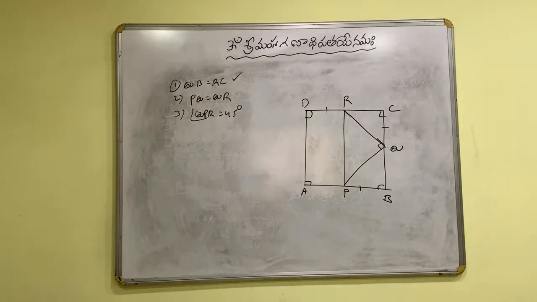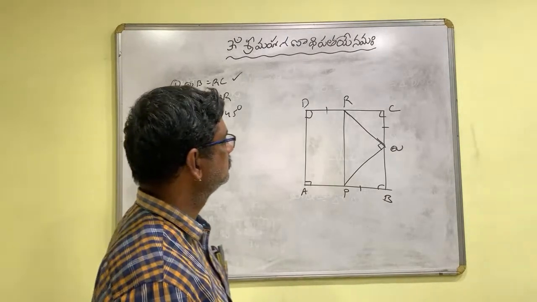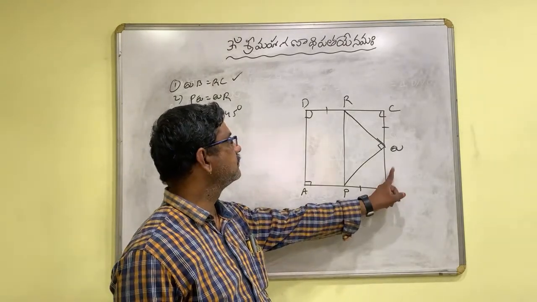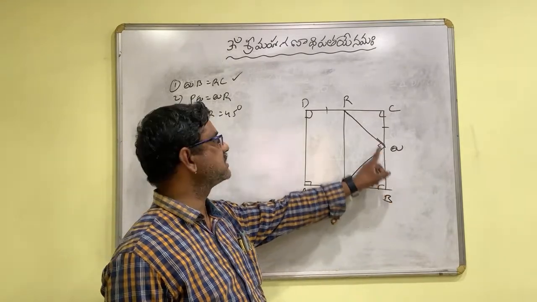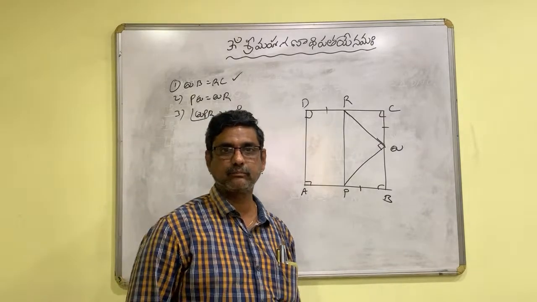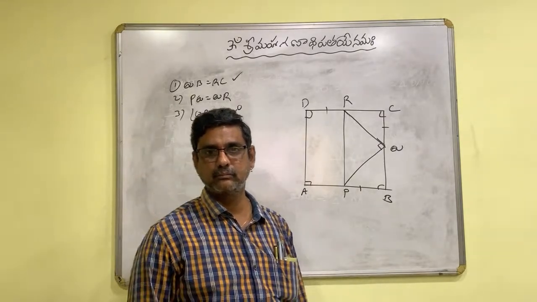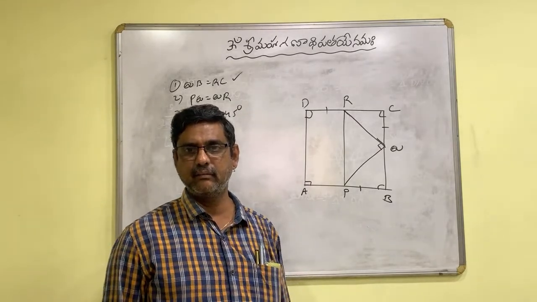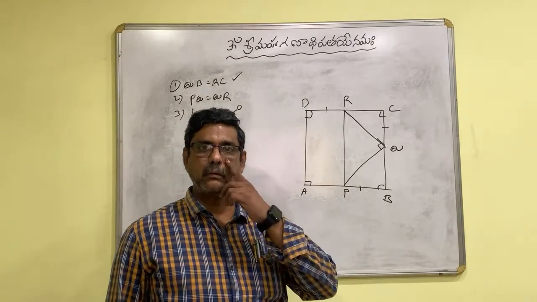R is the midpoint of DC, P is the midpoint of AB. It is not like that. How can we prove QB is equal to RC? How can we prove it?